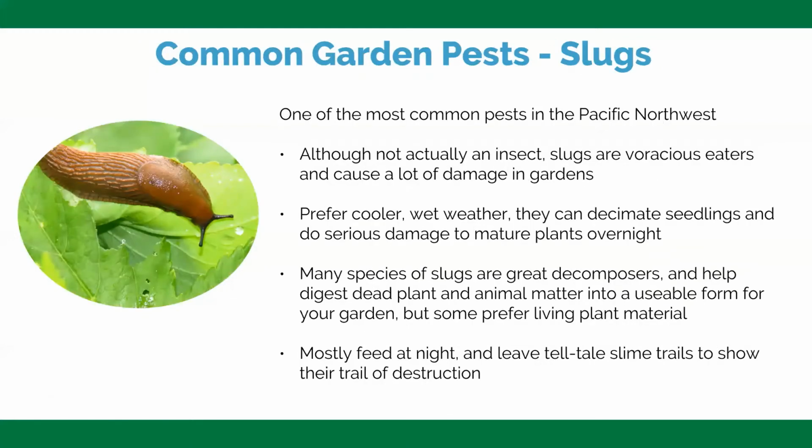So next up, we're going to talk about something that I'm sure everyone has had an encounter with in their garden or in other people's gardens at some point. Slugs are one of the most common pests in the Pacific Northwest, although they're not actually an insect. Slugs are very voracious eaters, and they cause a huge amount of damage in gardens.